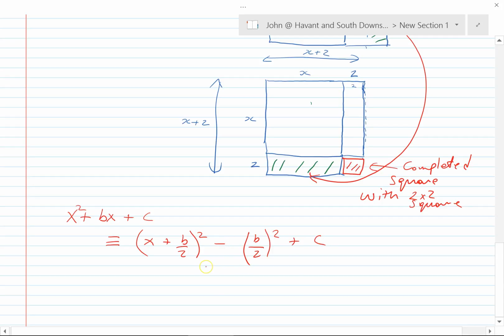But hopefully, if you've practiced this enough, that formula might, if you're going to use it, start to make a bit of sense, because we halve this number. And in order to kind of adjust for the fact that we're going to get this b squared over 4 bit, or b over 2 all squared bit, we need to take it away.